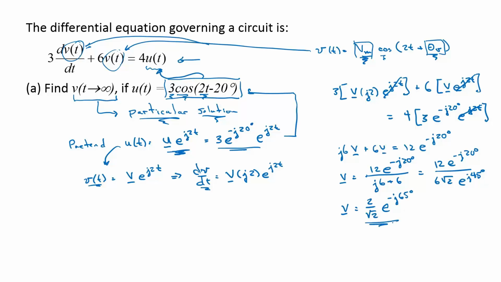So there's our phasor representation for the output. This gives the magnitude and the phase angle in this expression up here. So v of t, as t goes to infinity, is equal to 2 over root 2 cosine of 2t minus 65 degrees. The frequency is the same as the input's frequency.